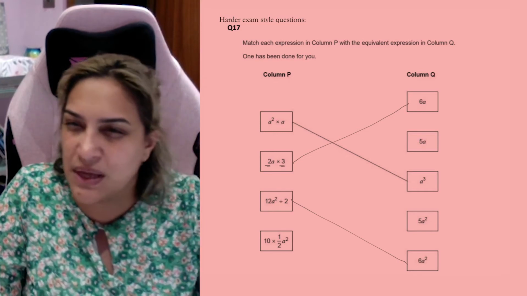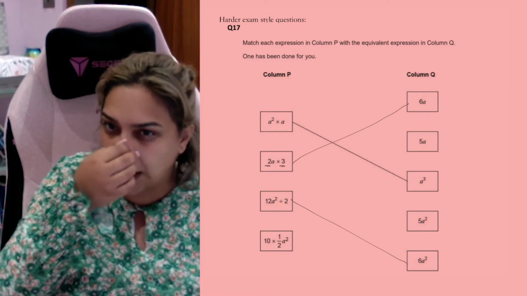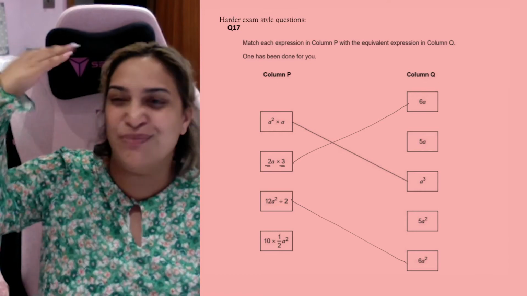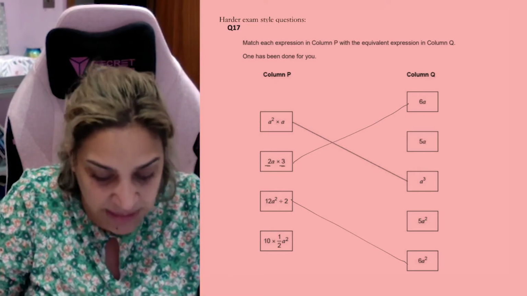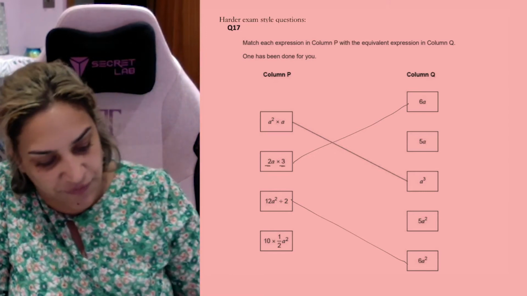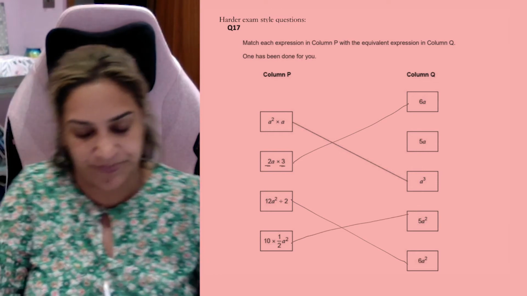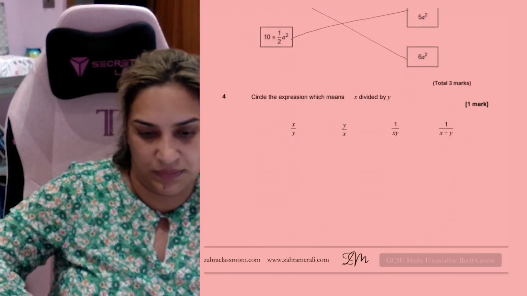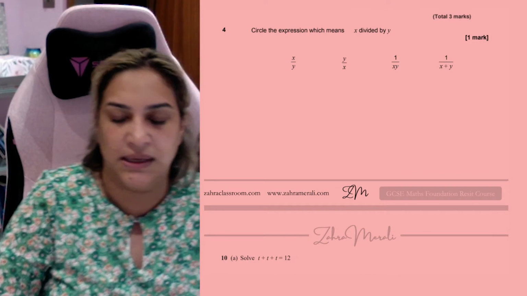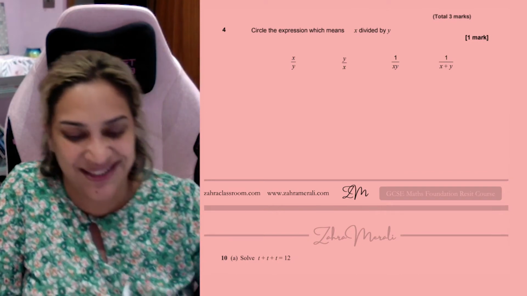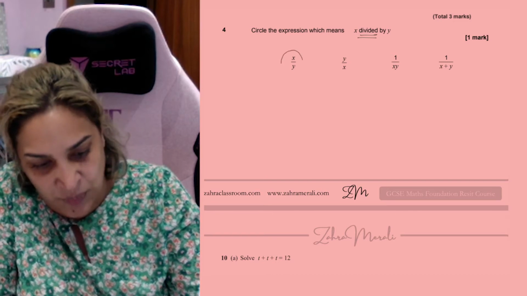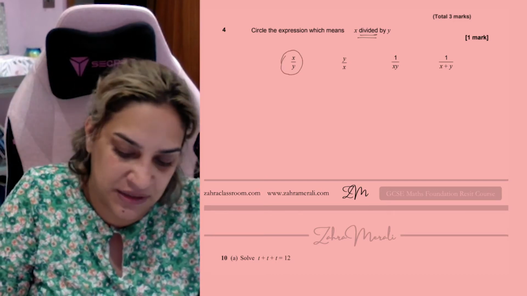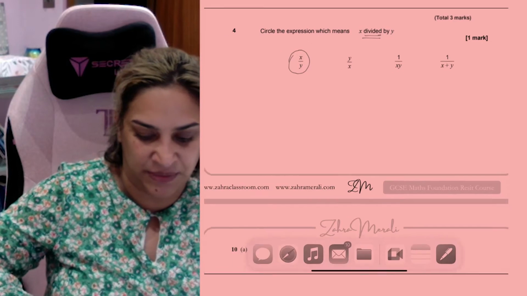10 times a half. Remember, timesing by a fraction means you divide by the bottom and you times by the top. So 10 divided by 2 is going to give you 5, so you'll get 5a squared. Right. Remember, divided by is the same as a fraction. So you've got x divided by y, so you've got x over y. That's a nice easy one.